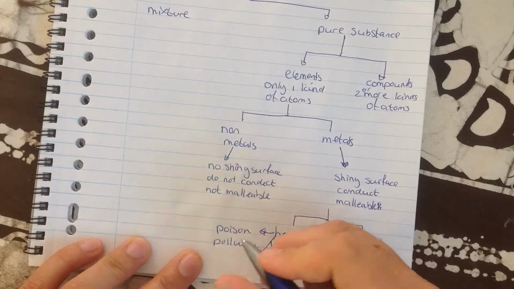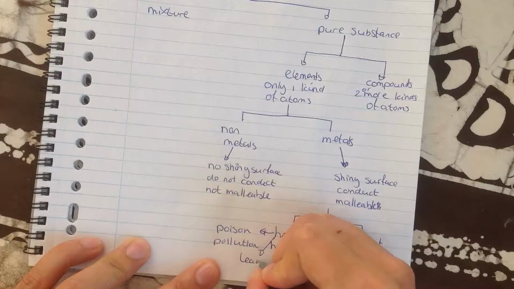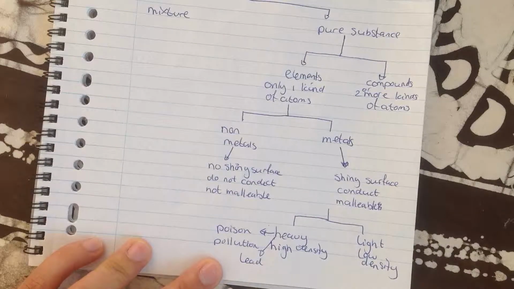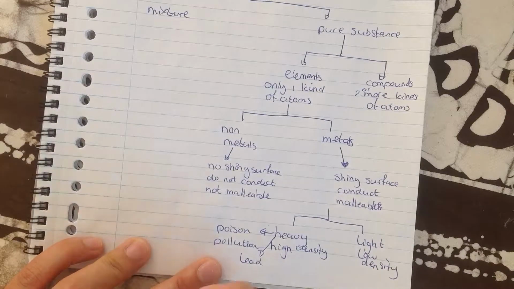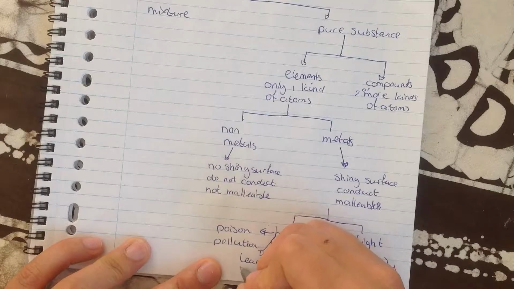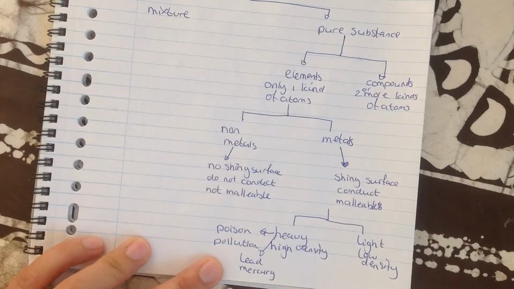Examples of heavy metals are, for example, lead. Other ones are, for example, mercury. Those are basically the ones that you will find most in the laboratory. And there are other ones like cadmium and thallium, but they are that poisonous that we don't even have them.